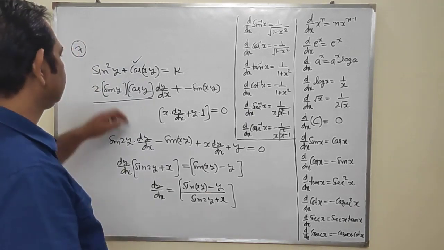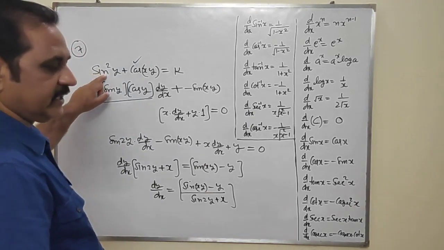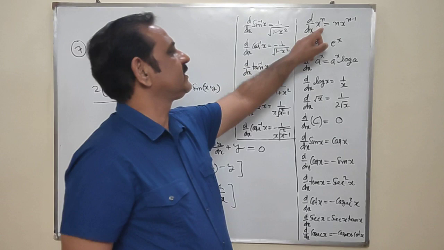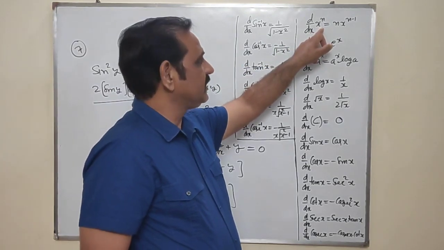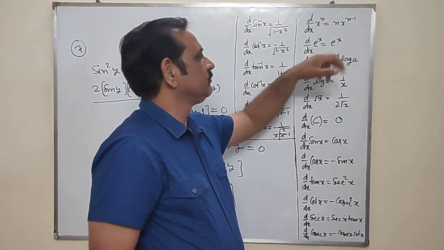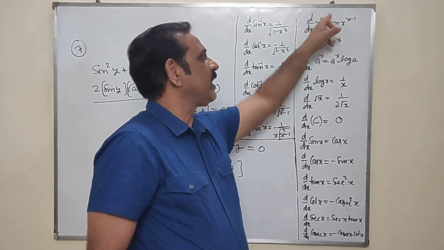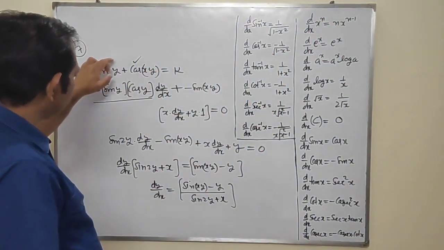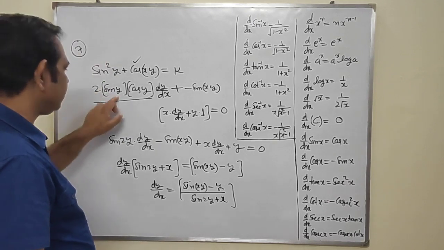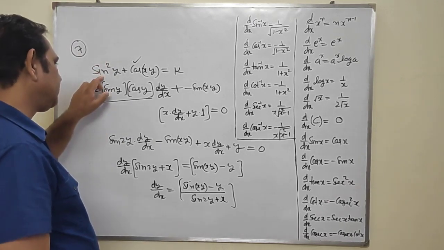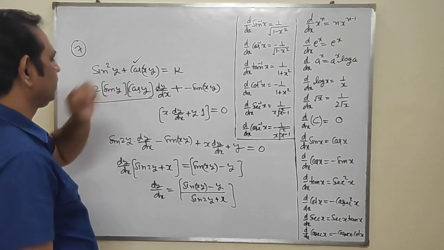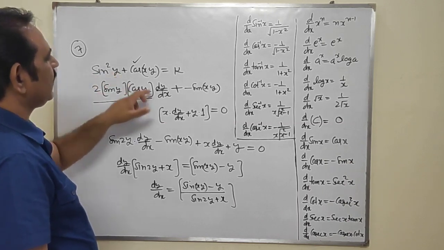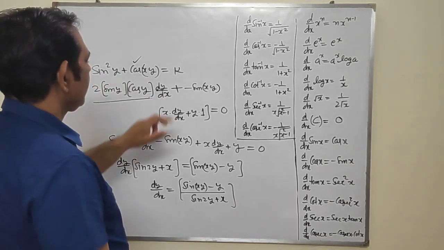I am repeating this question, children. Sine square will be considered as x square. The differentiation of x square is 2x: 2 into x raised to power 2 minus 1, that will become 2x. Similarly, differentiation of sine square will become 2 sine y. Further, we will do the differentiation of sine y, that will become cos y. And again, the differentiation of y is dy by dx.